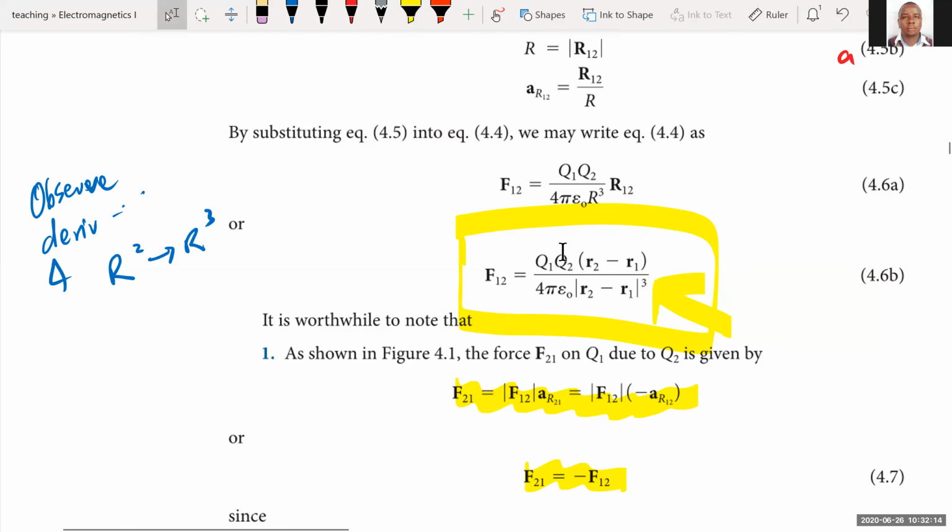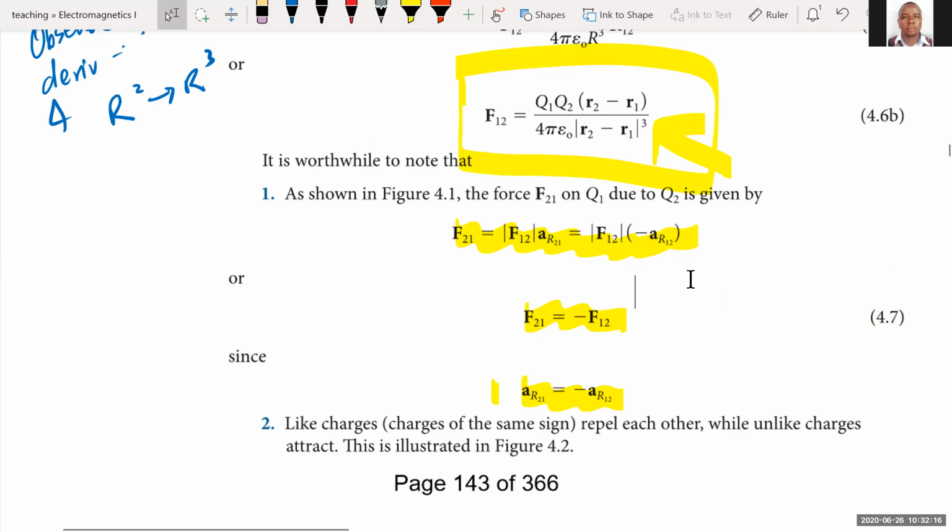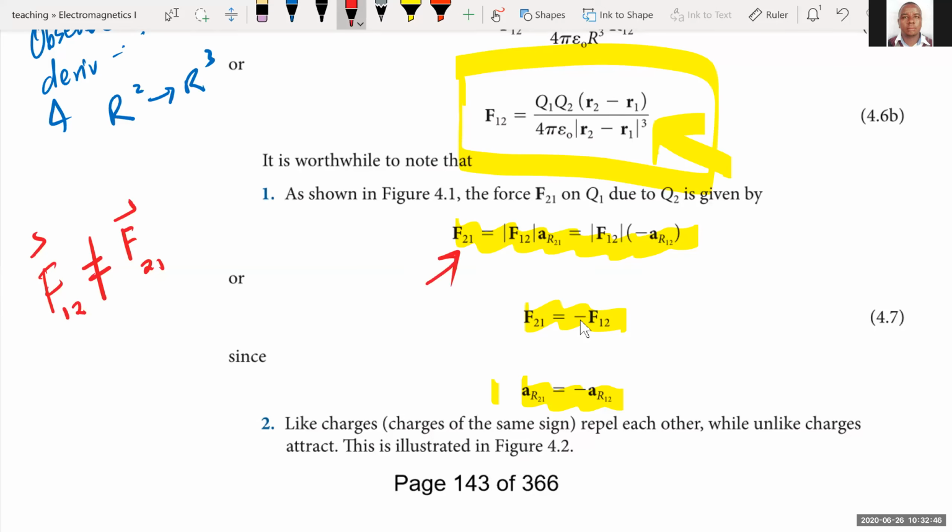So there are a few notes to take, beyond what I've already mentioned. Point one, that F21 is not the same as F12. So F being a vector, F12 is not equal to F21. They may be equal in magnitude, but they are not equal in vector form. All we are saying is that F21 talks about the force on 2 due to 1.